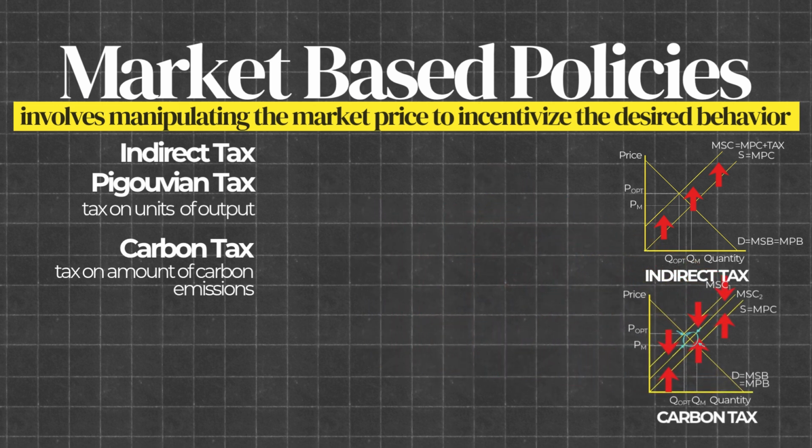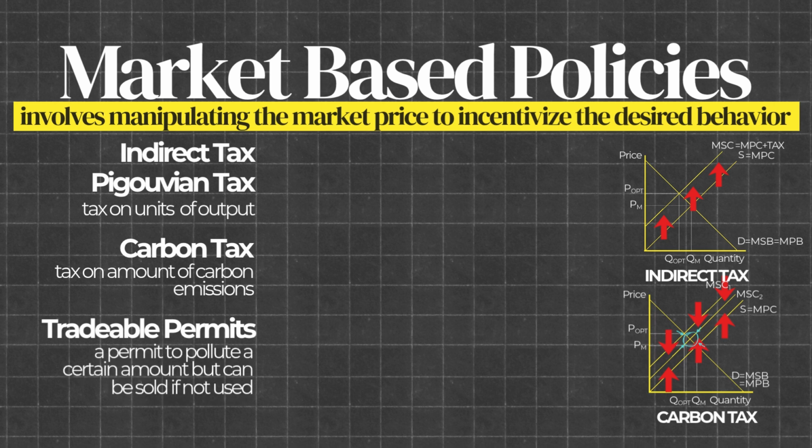The third and final market-based policy we'll discuss is tradable permits. You can think of this as a permit to pollute. These are also known as a cap-and-trade system. Here, the government sets a limit or cap on total emissions, then gives or sells permits to firms, allowing them to pollute a certain amount.